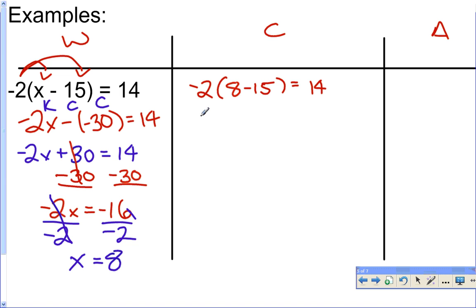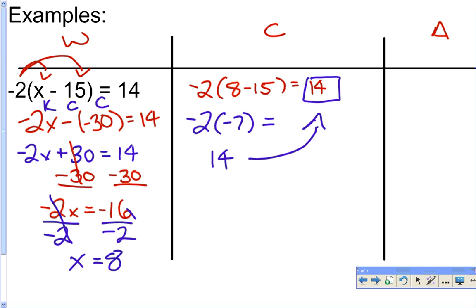Same as before. Order of operations, PEMDAS applies. So I have to do the parentheses first. So now I have -2 times 8 minus 15 is -7. Again, this is what I'm shooting for. -2 times -7 is 14. We did it. We found the right answer, the one and only number in the entire world that will work. And again, I take my answer and I write it over here in my answer column, x equals 8.